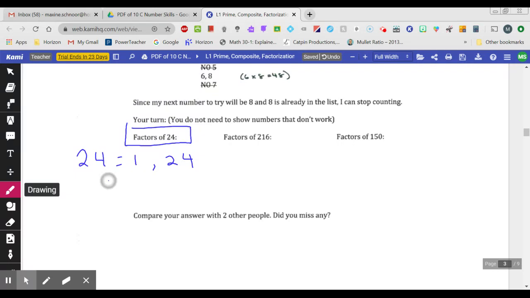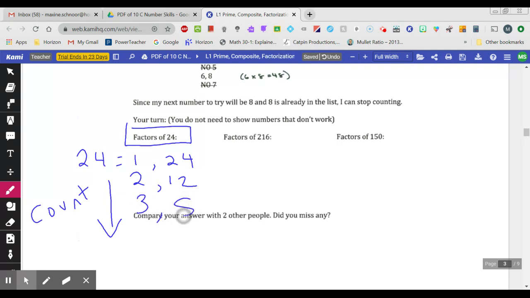And then what I do is I go down my page and I count as I go. So the next number after 1 is 2. And I ask myself, does 2 divide into 24? Yes, it does. 2 goes into 24 12 times. So I go 2 and 12 are both factors of 24. And now I keep counting. Does 3 go into 24? Yep. 3 times 8 is 24. So 3 and 8 are both factors of 24.